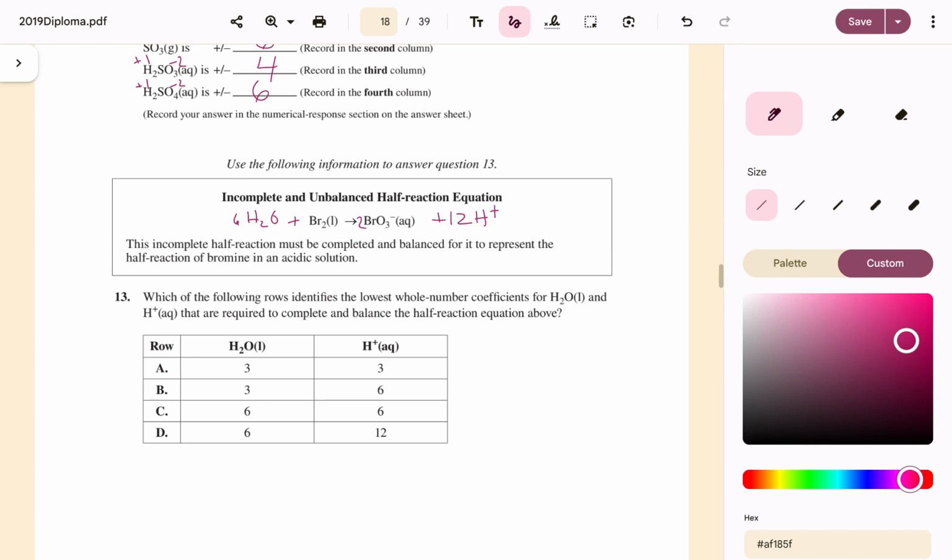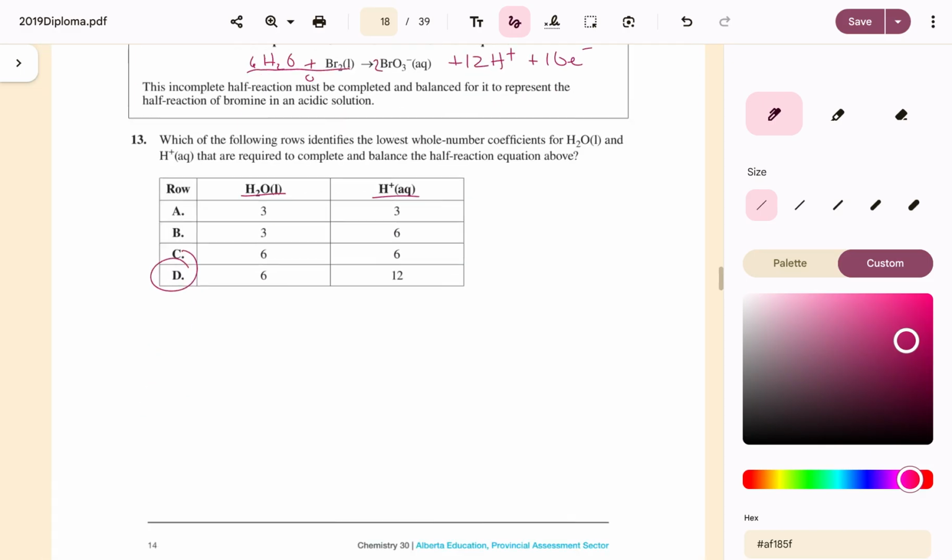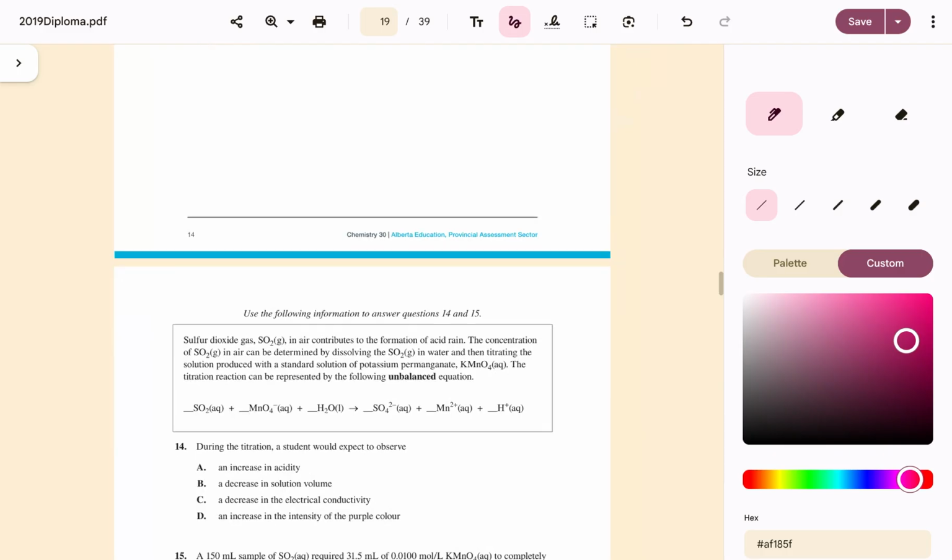And then lastly, you balance charges, which this one's not asking for, but if I wanted to balance it, on the left-hand side, I have no charge, so I have a net charge of 0. To make that the same, I would have to add in 10 electrons. Now in this question, it is asking about your coefficient in front of water and hydrogen, and as we see, that would be D. So we definitely want to know how to balance in acidic conditions.